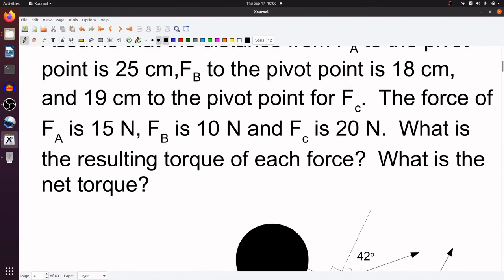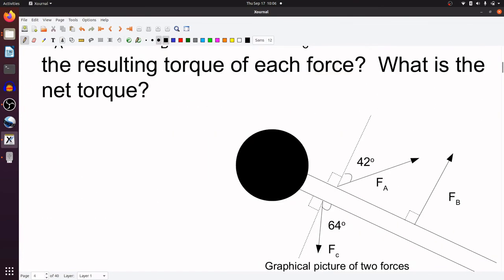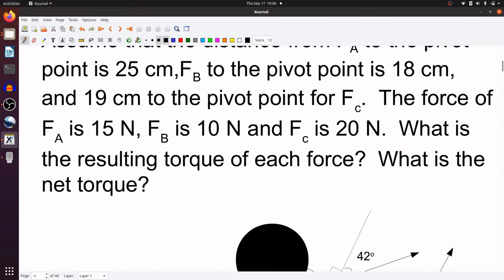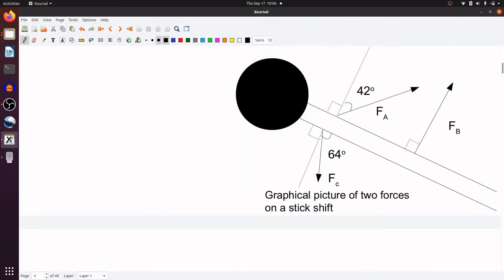Now I promised a problem, and I changed this one and added a third part to it because I think it might help on one of your homework problems. Basically, here's our picture right here. It's like a gear shift that has three different forces acting on it: FA, FB, FC.